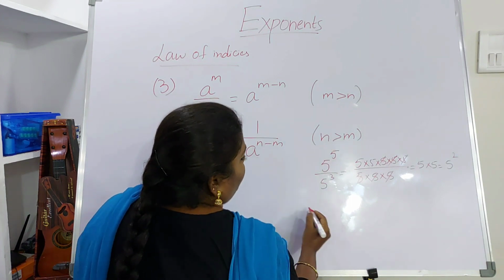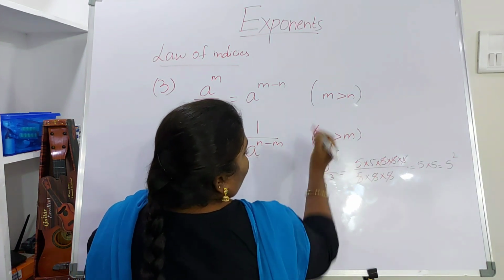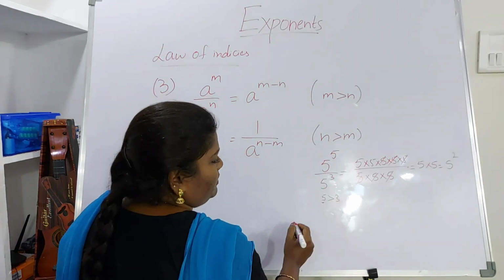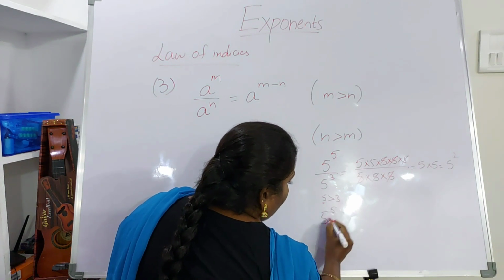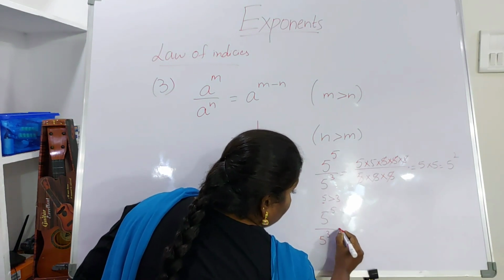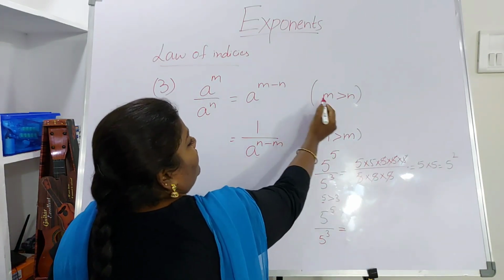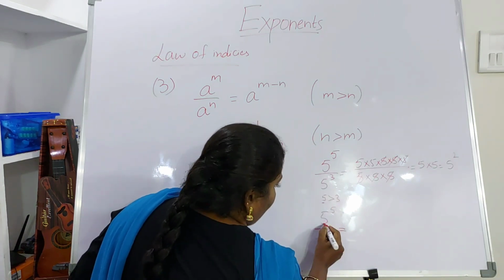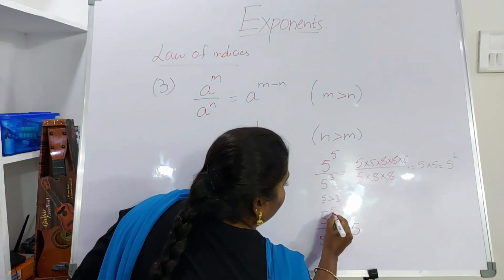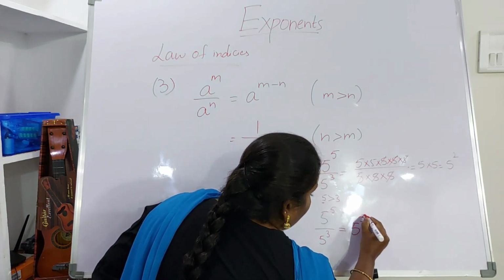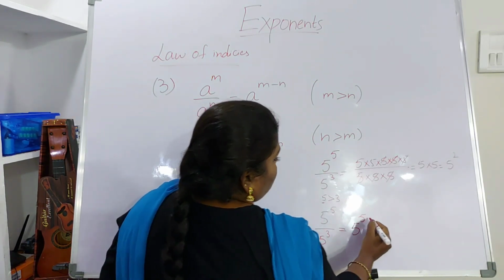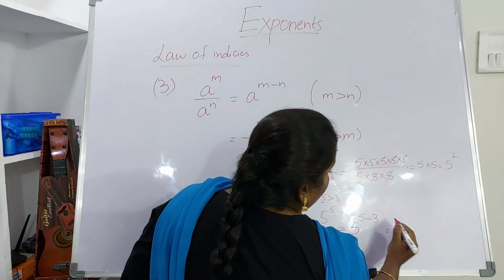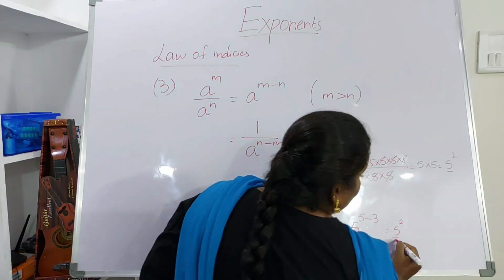Now according to the formula, here m is greater, that is, 5 is greater than 3, the numerator value is bigger, so 5 power 5 by 5 power 3 is equal to, according to the formula, if m is greater, we need to take a power m minus n. So in place of a we have 5, in place of m we have 5, in place of n we have 3, so m minus n. So that is nothing but 5 to the power of 5 minus 3, which is 5 squared. So you got the same answer.